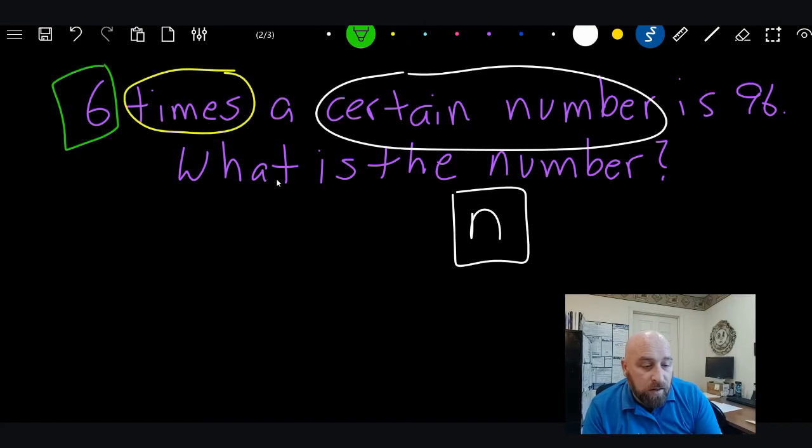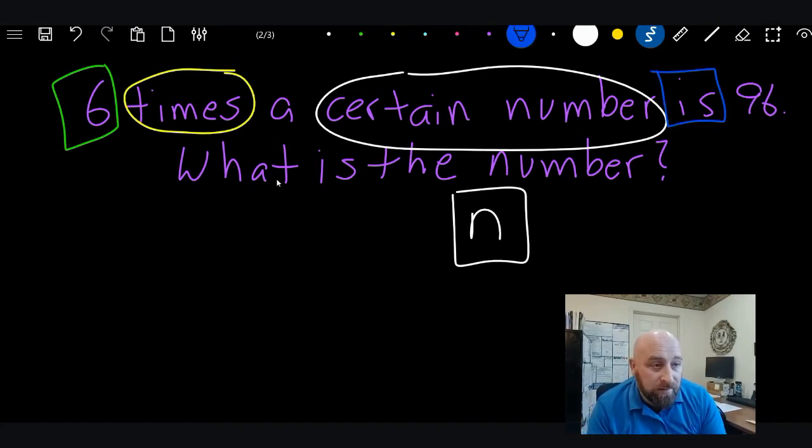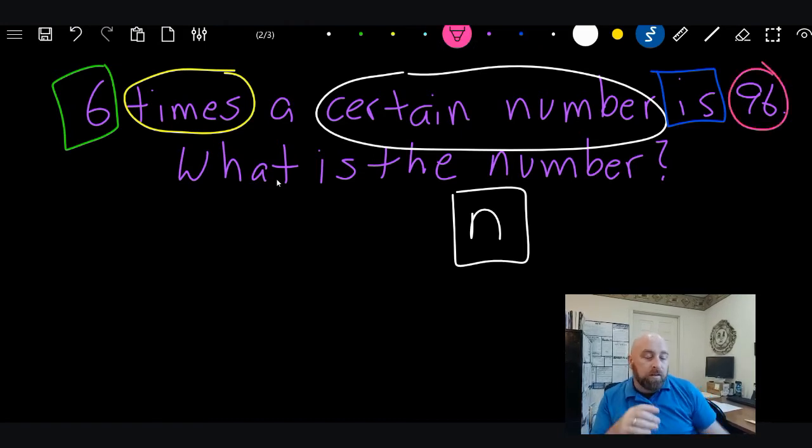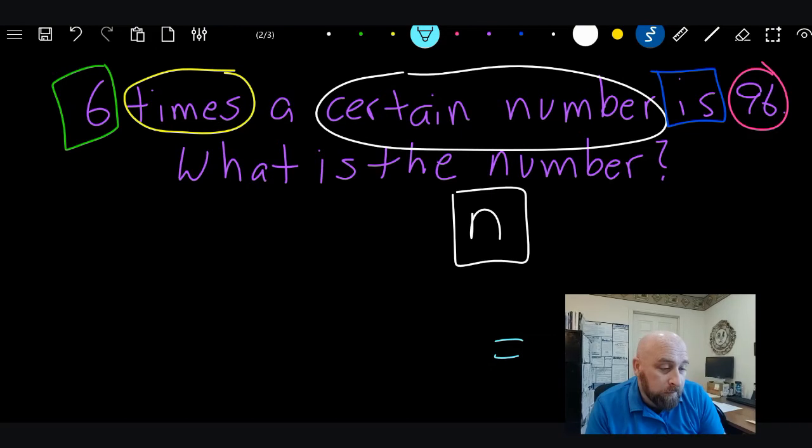There's the certain number. And then this word right here is very important. And then 96. All right, so let's break this down. Let's work backwards. Let's start over here with "is 96." How would we write that using algebra? Okay, well, we would write "is" always equals 96. So that's the easy part right there.